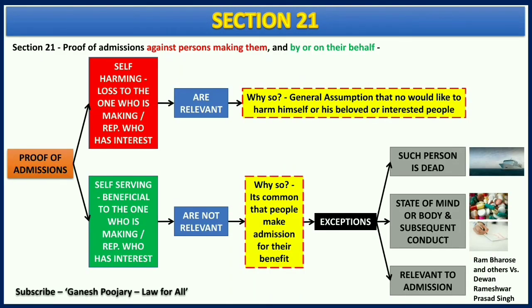The second part is state of mind or body and subsequent conduct. Now here I am taking an example of a gift deed. Imagine Mr. A has done a gift deed to Mr. X. Now after a few days, A says that he was not keeping well when he did such gift deed. He might say that my mental status was not sound. And then he gives the proof that he was under medication. He gives the prescription by the doctor. He also gives the bill of buying the medicines.